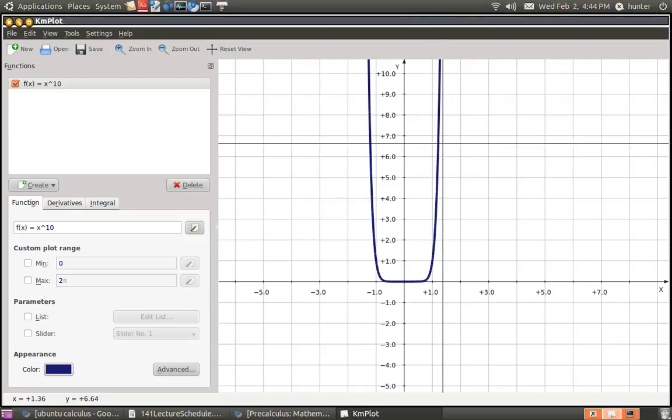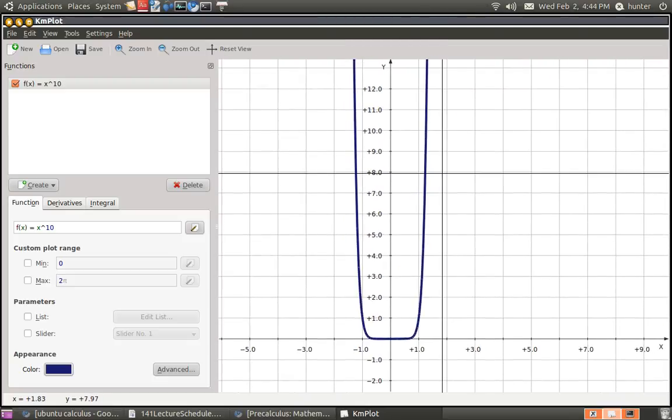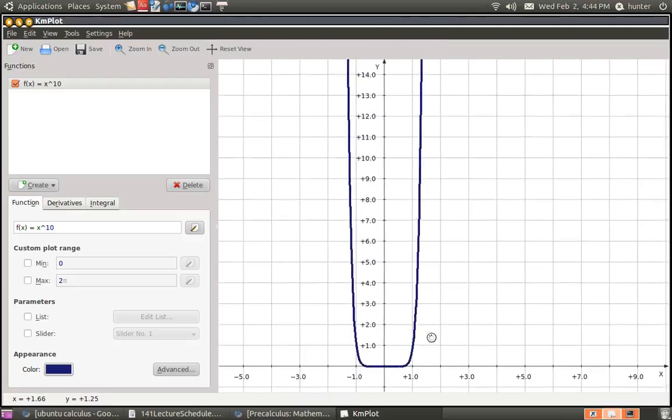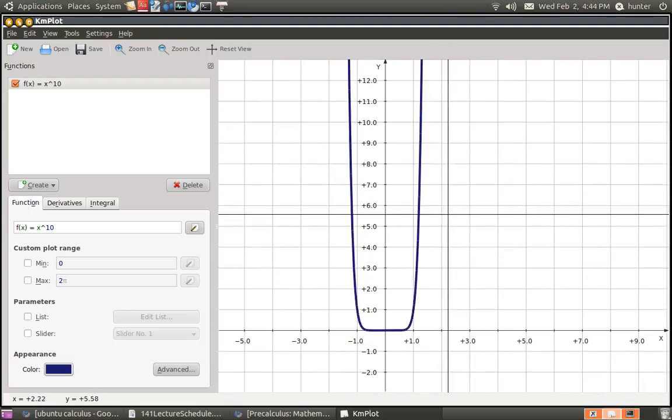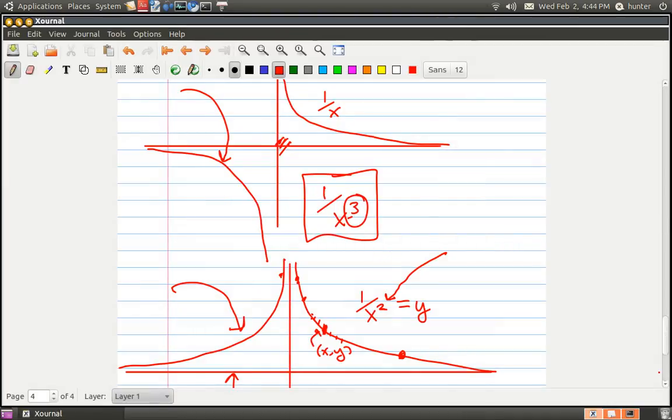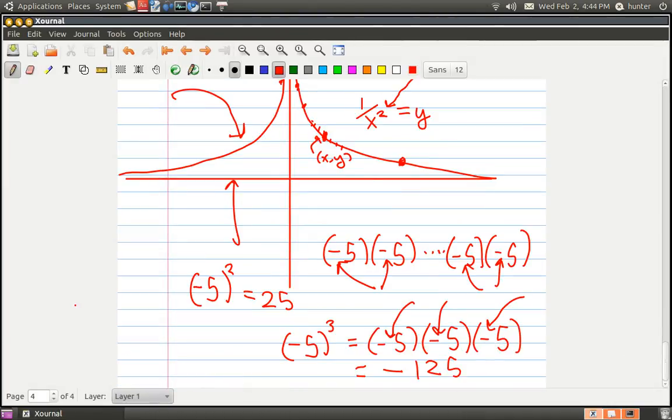And why does it go up really steeply? That's just the nature of raising things to a power. Power functions grow really fast. Alright, so let me write all that down, what I just said. Go down to the bottom of this thing, get a new page.